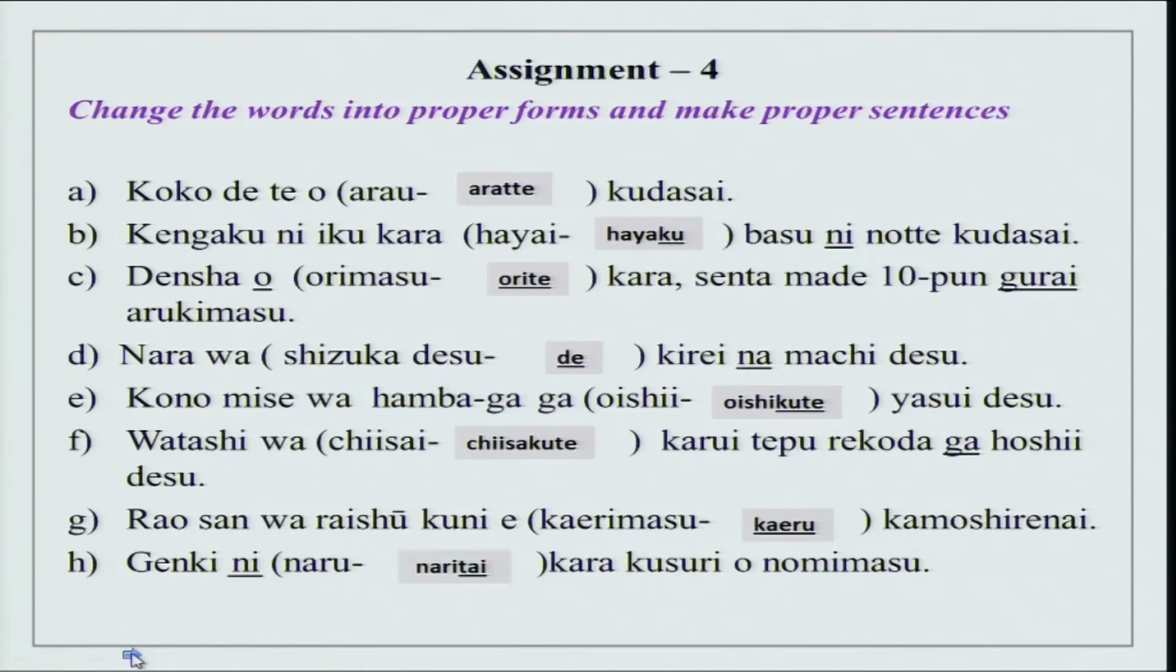Then we have genki ni naritai kara kusuri o nomimasu. Ni naritai. Genki ni naritai. Want to be in good health. Ni narimasu. Sensei ni naritai. Sensei ni narimasu. Ii hito ni naritai. Ii hito ni narimasu. Ii kodomo ni narimasu. So please remember, narimasu will take particle ni.